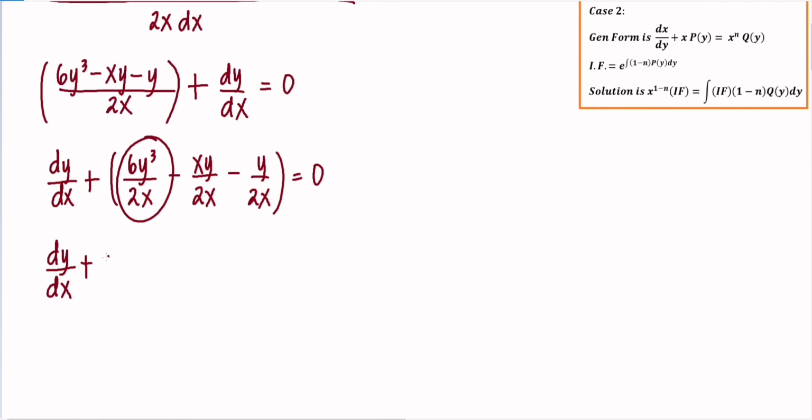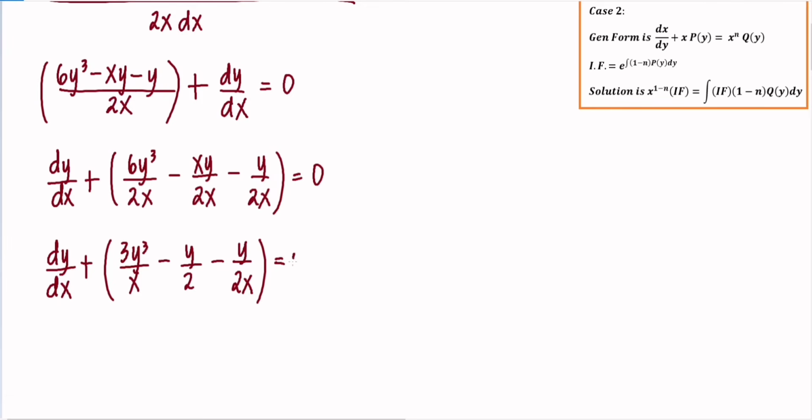Okay, so after that, try natin i-simplify yung mga fractions sa loob. Dito, walang masisimplify sa letter, pero yung numerical coefficient niya, 6 divided by 2 is 3. So we can rewrite this as 3y cubed over x na lang. Minus, dito naman, makakancel yung x, di ba? So matitira, negative y over 2. Minus, dito naman, walang makakancel, so ibig sabihin, yan pa rin siya. Negative y over 2x is equal to 0.